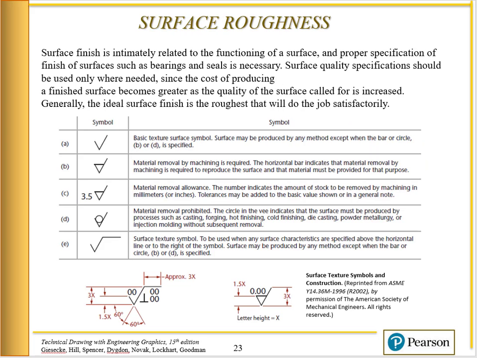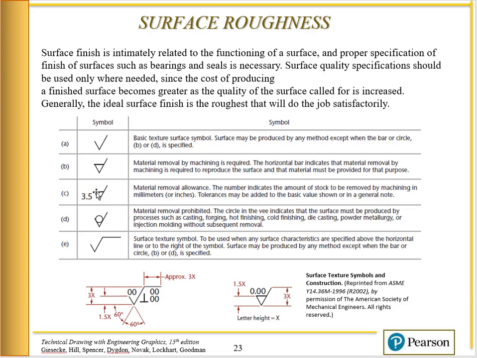Here are some of the ways to interpret surface roughness symbols. Here is your basic. It kind of looks like a check mark. That's the basic surface texture symbol. Surface may be produced by any method except when bar or circle is specified. The second one, when we have the bar here specified in the surface finish symbol, that means the material removal by machining is required. You have to go in there and machine that.